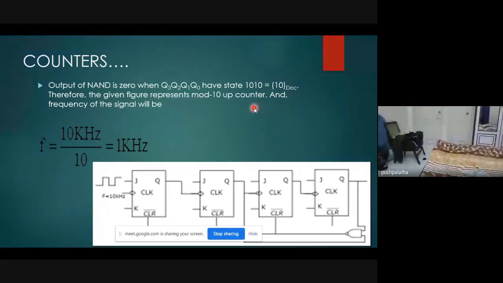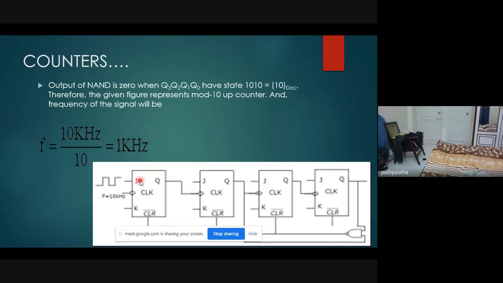You need to find out what the frequency of the signal will be. The frequency of the signal is 10 kilohertz, as given here. We have counted it as a mod 10 up counter, so the n value is 10. So the answer is 1 kilohertz. Actually it is very simple. In all exams you can find one thing: they will try to give J and K value equal to 1, just to make it simpler to solve.